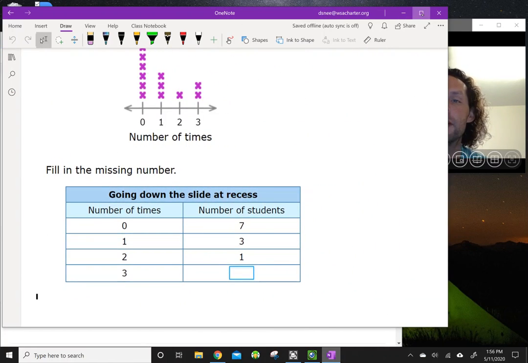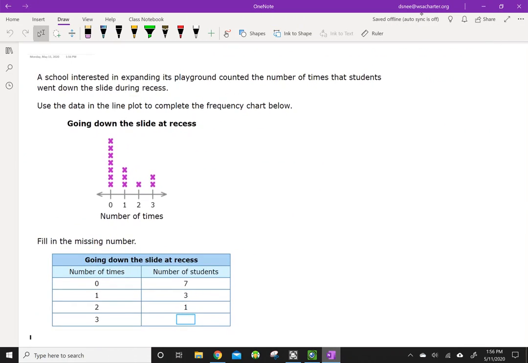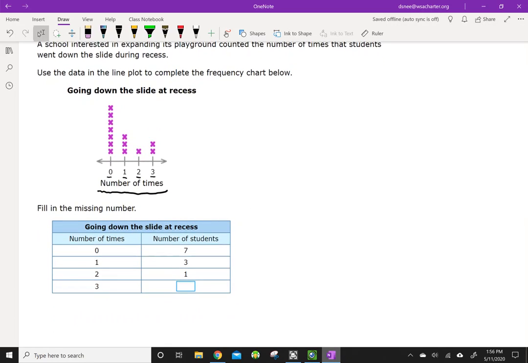And we can use data to make good decisions about what needs to be done. Okay, so on this line plot, the number of times that each kid went down the slide, we have 0 times, 1 time, 2 times, and 3 times. We're being asked to complete the frequency chart below, and they've already told us that 7 students have gone 0 times, and that's these X's right here, 7 students.